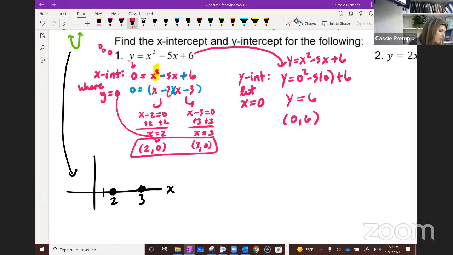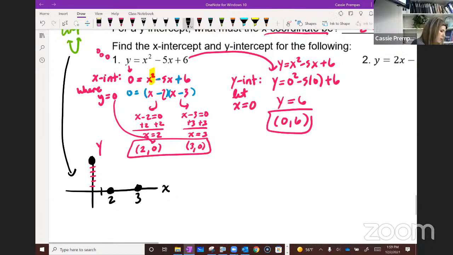So if I graph this y-intercept, which is at 6, I can see for this function, this is where it crosses the y-axis, and this is where it crosses the x-axis. You guys told me it should be a parabola shape, so I can actually use this information and sketch the parabola.